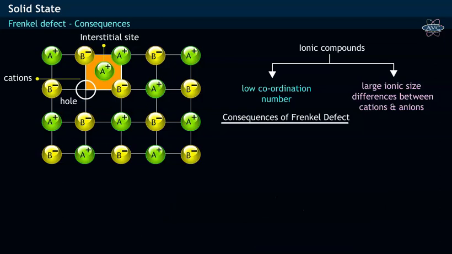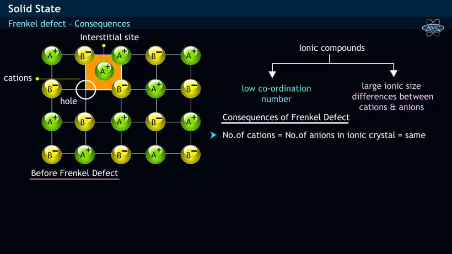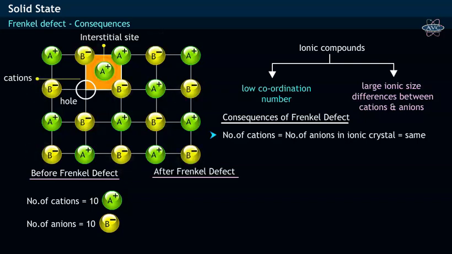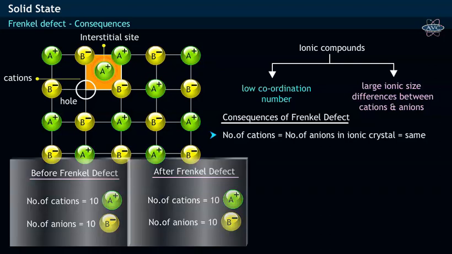Consequences of Frenkel defect. The number of cations and anions in ionic crystal remains the same before and after Frenkel defect. Before Frenkel defect, the ionic crystal shown has got 10 A+ cations and 10 B- anions, while after Frenkel defect, due to dislocation of cation A+, the number of cations and anions remains the same, that is equals to 10.